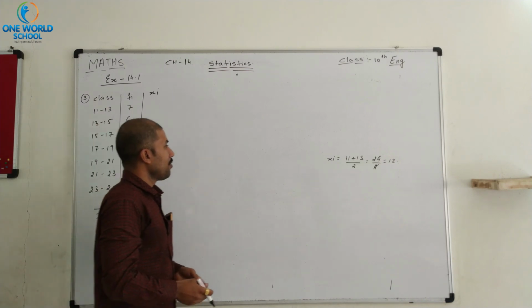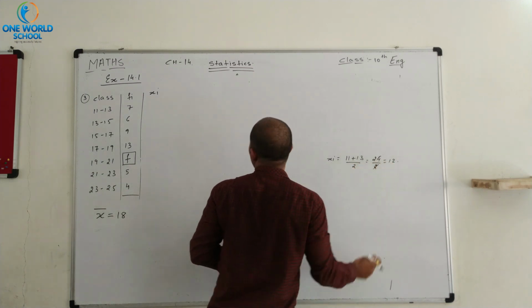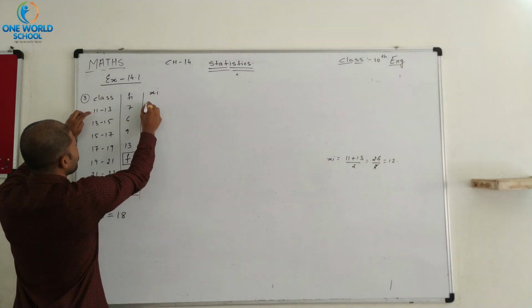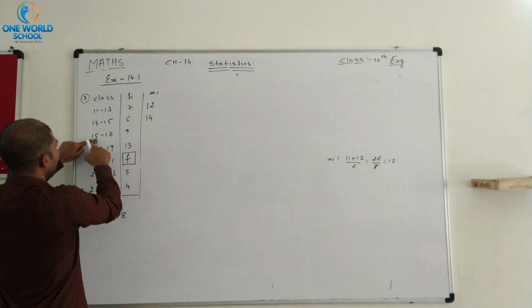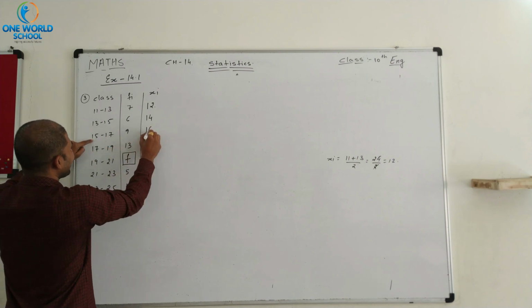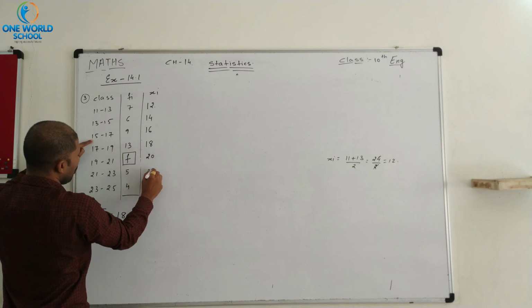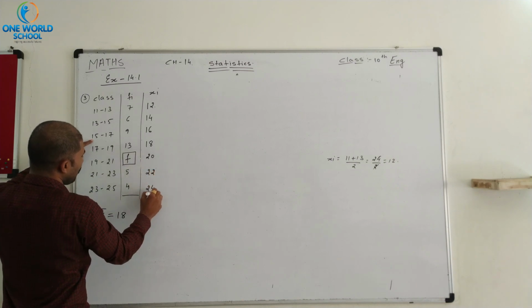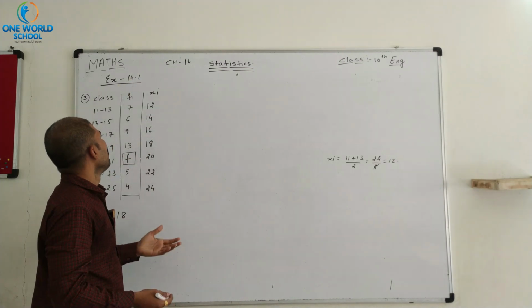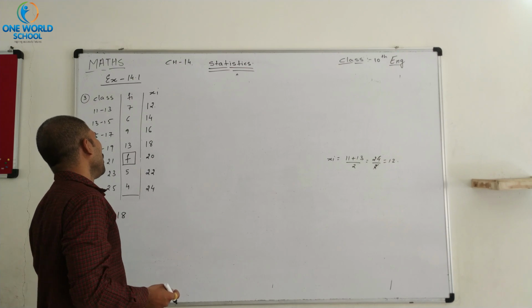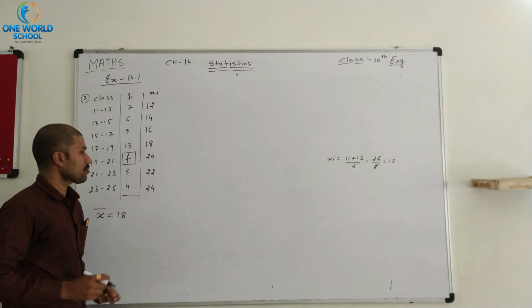So xi we can obtain simply: 11 plus 13 by 2, so 12, is the mid value. Then 14, 15, 17, so the mid value is 16, then 18, 20, 22 and 24. We get an idea as we have solved two or more examples before this question, so we can easily obtain the value of xi.